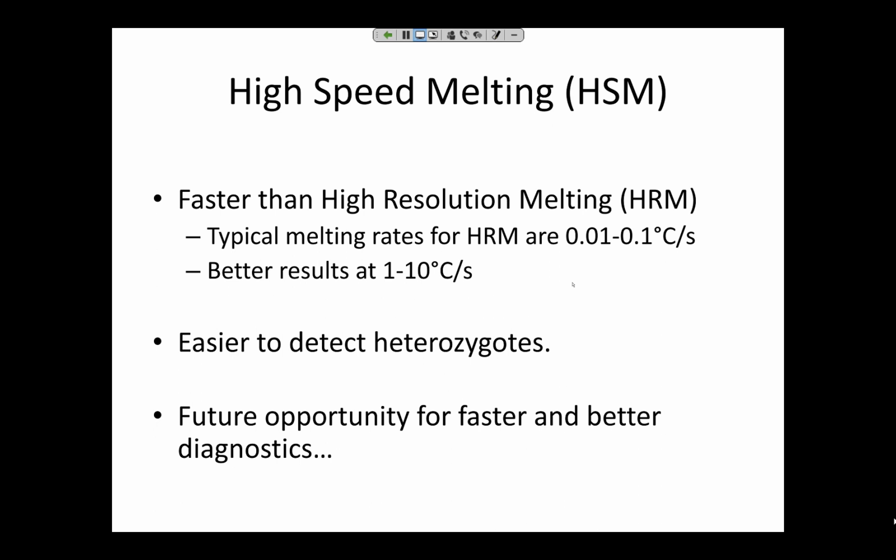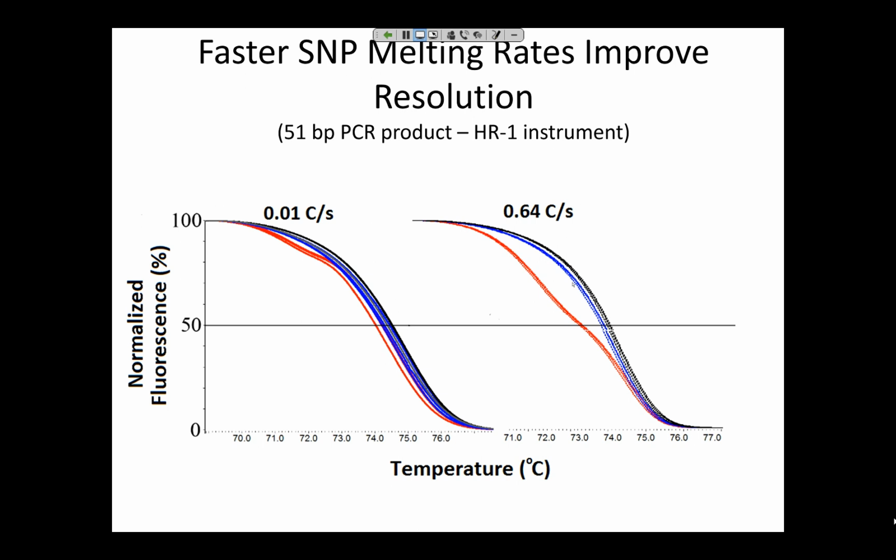So here's one example using that initial high-resolution melting prototype back in 2003 or so. And it's just showing you 2 different rates. The black is a homozygous wild type. The blue is a homozygous variant in SNP. And the red is the heterozygote. And if you look at the faster melting curve on the right, it's obviously easier to distinguish both the homozygotes and particularly the heterozygotes than the slower melting curve.